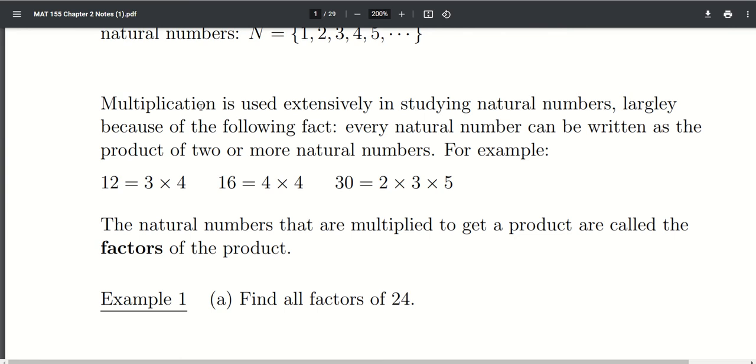The next thing we're going to talk about is some ideas related to multiplication, and that is the idea of a factor. A factor is a number that divides another number. So for example, if I look at the number 12, both 3 and 4 would be factors of 12 because they multiply to give the number 12. Some other factors of 12 would be the numbers 2 and 6.